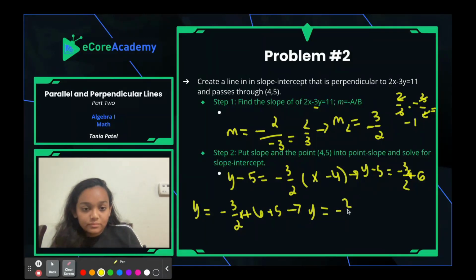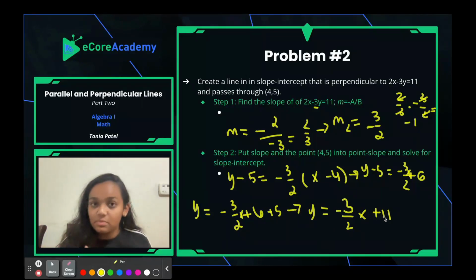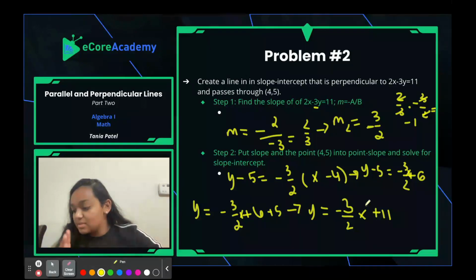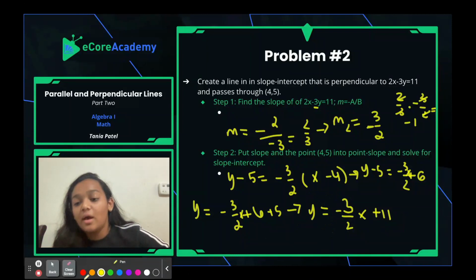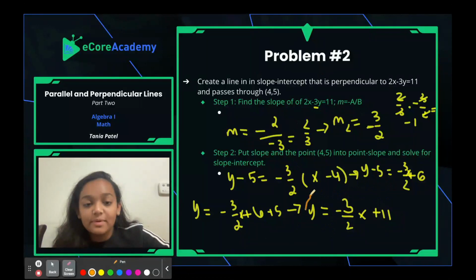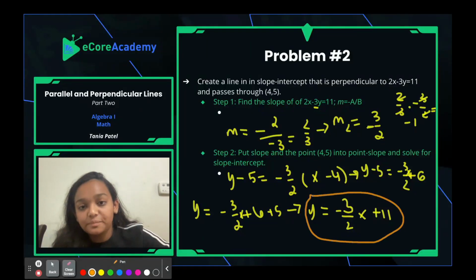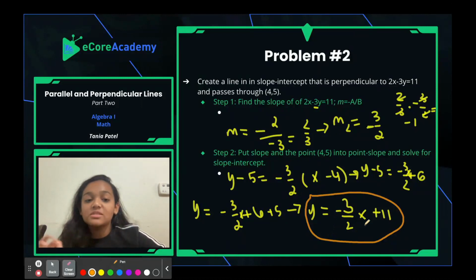Excuse my handwriting, but plus 11, as 6 plus 5 equals 11. And just to double check, that is the correct answer. So our final answer to this question is going to be this equation right here. y equals -3/2 x plus 11 is the line in slope-intercept form that is perpendicular to the equation 2x minus 3y equals 11 and passes through the point 4, 5.